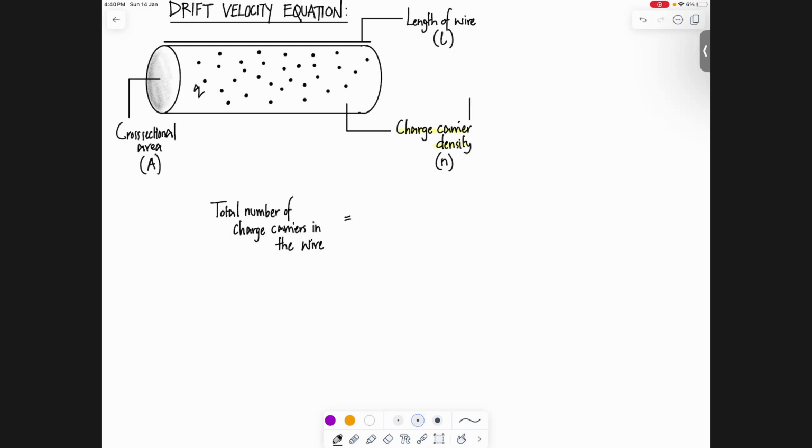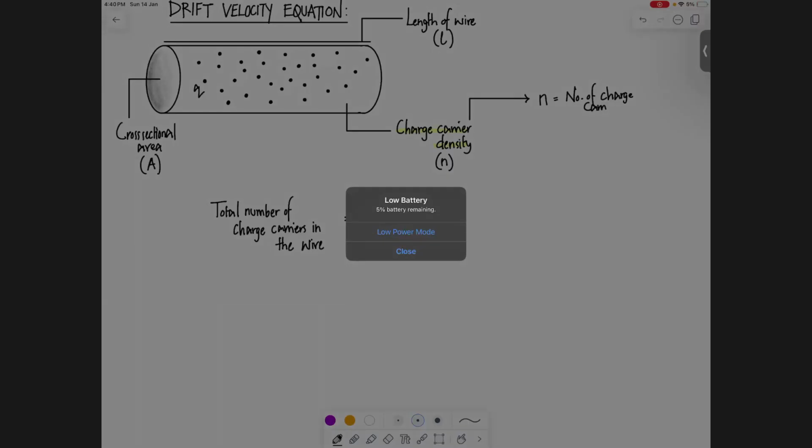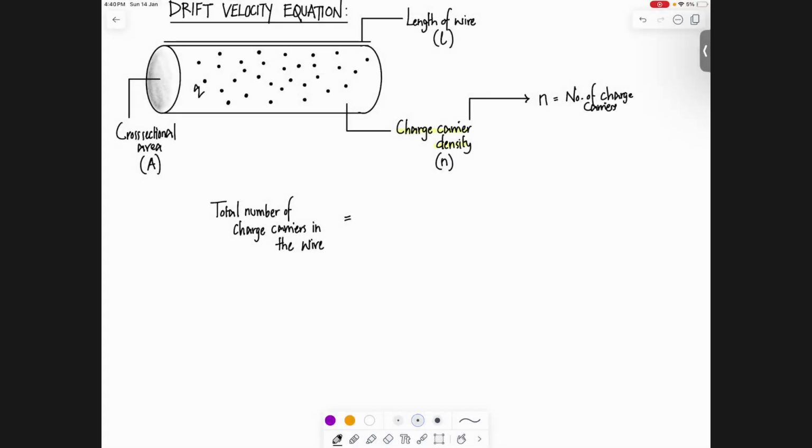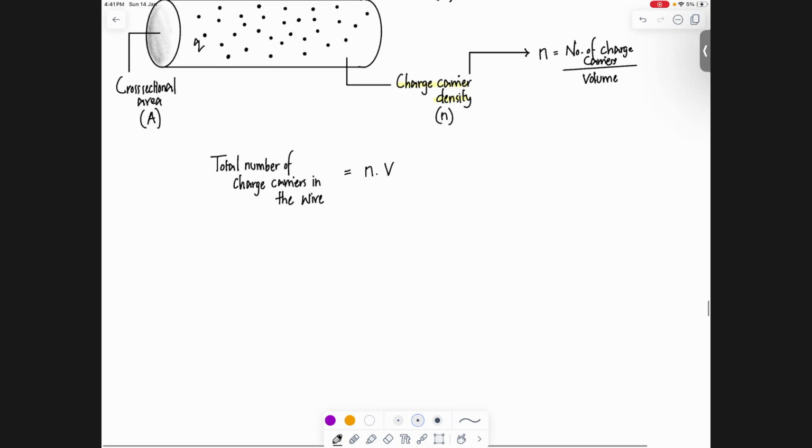Charge carrier density, by the way, by definition N is equal to the number of charge carriers divided by what? Volume. Volume of the conductor material. So can you tell me what is the total number of charge carriers in this wire that we have? Yes, exactly. N into V, right? N is the density and V is the volume. So I'll get the total number of charge carriers in the wire.